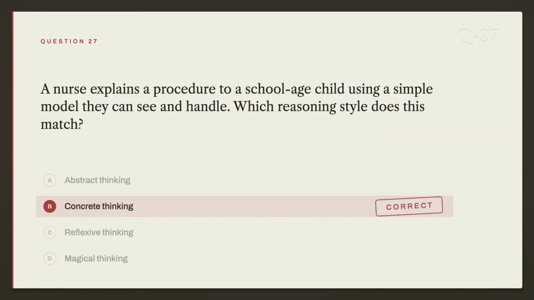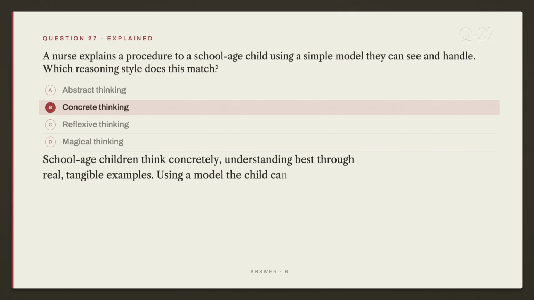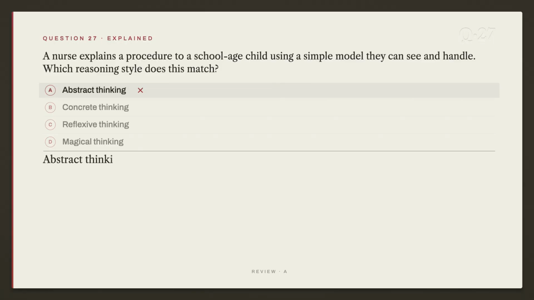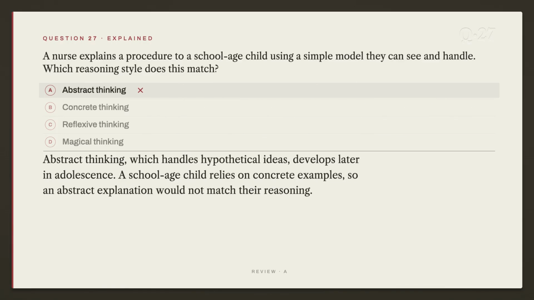The correct answer is B. Concrete thinking. B is correct because school-age children think concretely, understanding best through real, tangible examples. Using a model the child can see and handle matches the child's concrete reasoning style well. A is wrong because abstract thinking, which handles hypothetical ideas, develops later in adolescence. A school-age child relies on concrete examples, so an abstract explanation would not match their reasoning.